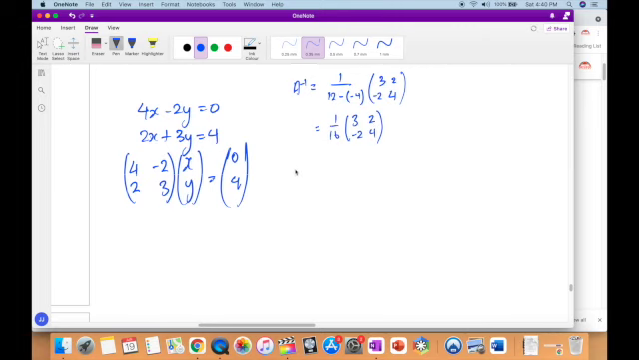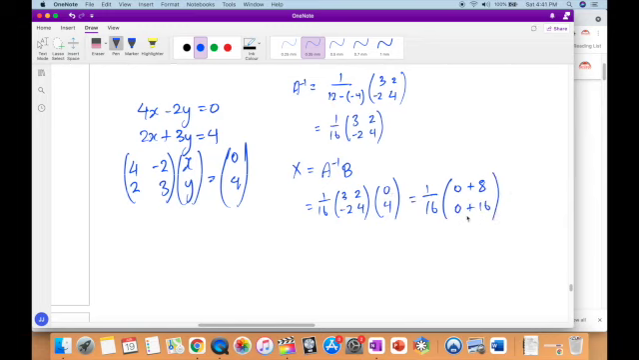So now let's multiply: x is equal to A inverse times B. So that gives us 1 over 16 into 3, 2, -2, 4 into 0, 4. Interesting. So that will give us 1 over 16 into 3 times 0 is 0 plus 4 2s are 8, and then -2 times 0 is 0 plus 4 4s are 16. Ooh, that worked out pretty nice.